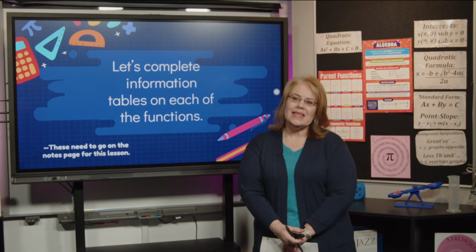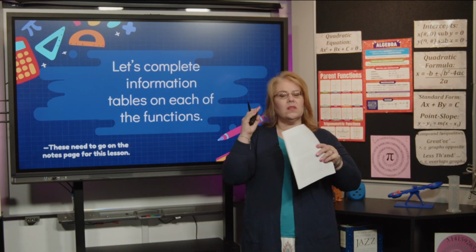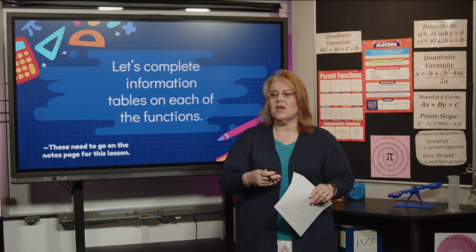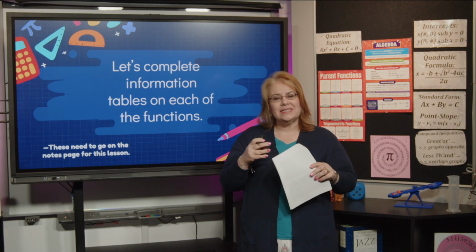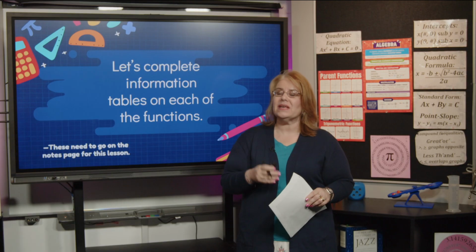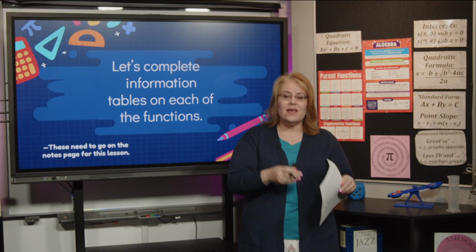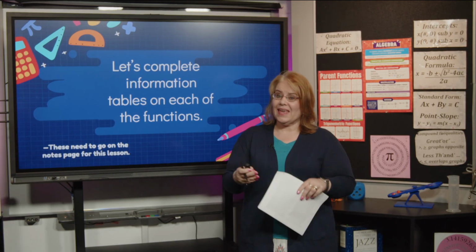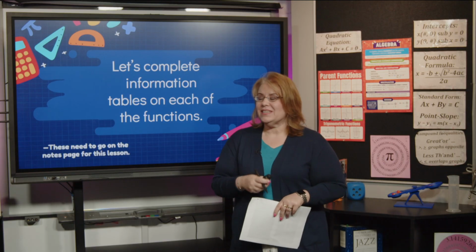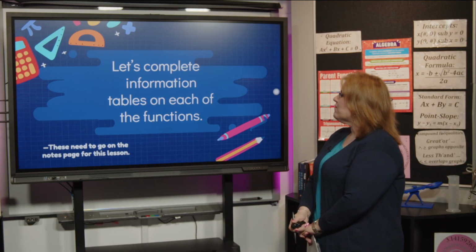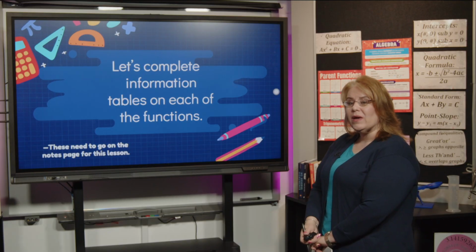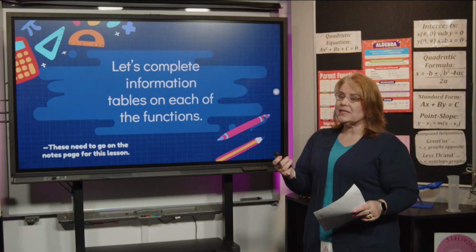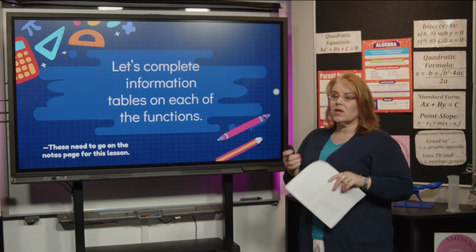Now, in this 9th unit, we are going to do a lot of comparing and a lot of contrasting. So, up until this point, if you've not kept detailed notes, you might want to start now, because some of these things, if you don't keep them exactly on track, can get confusing. So let's look at this. It says, let's complete information tables on each of the functions. These need to go in your notes page or somewhere that you're going to take notes. I promise you, you are going to want to take notes on these.